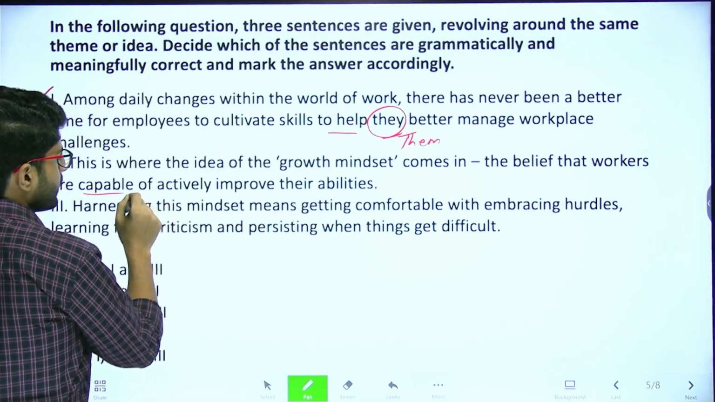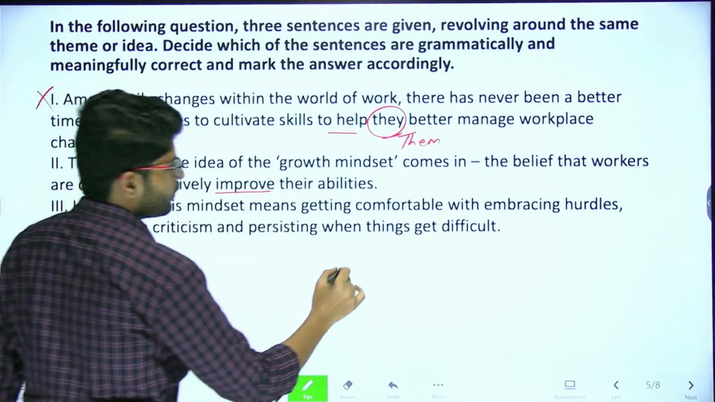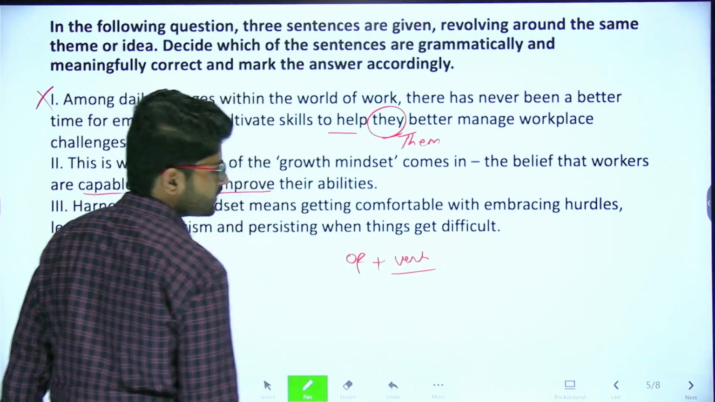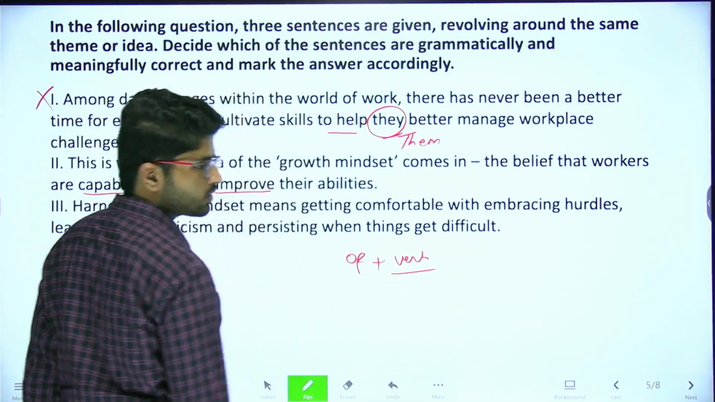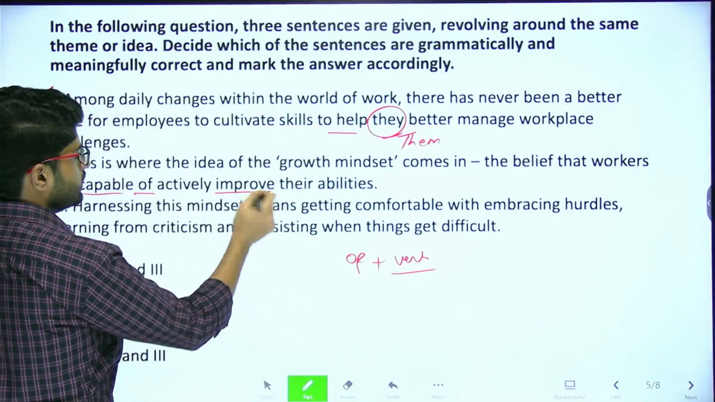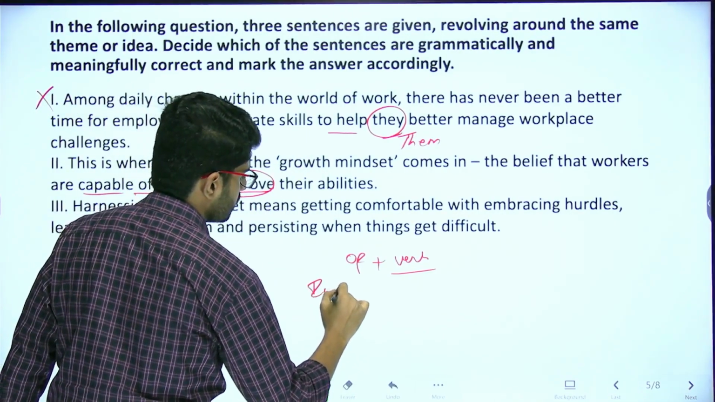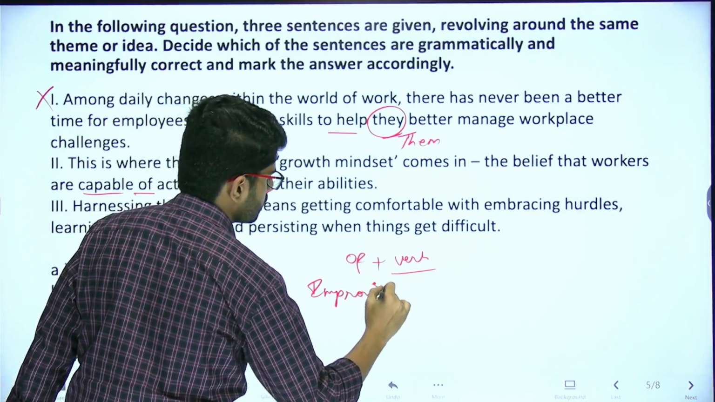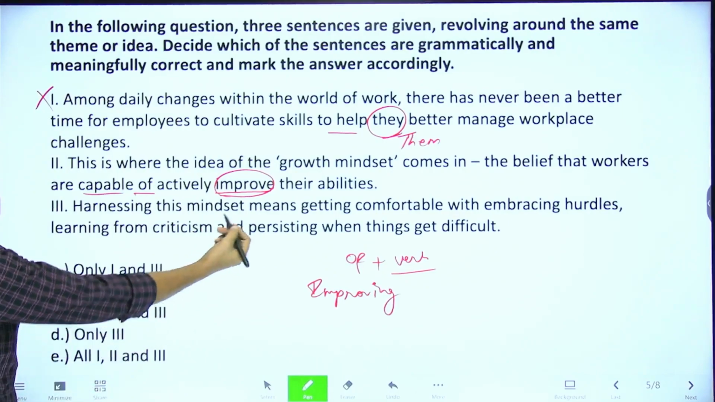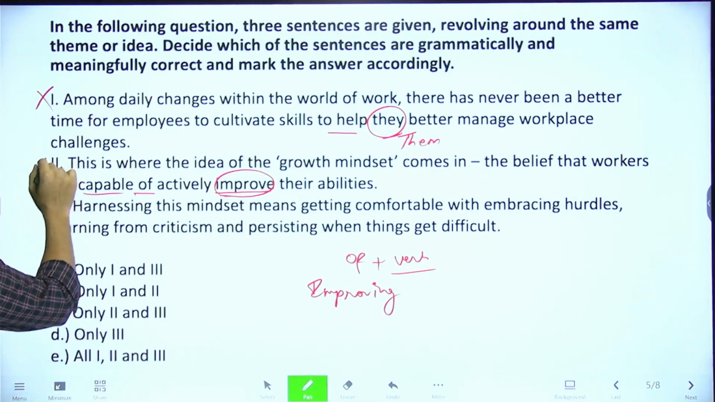Actively improve, see of plus verb, जब भी हम यूज करते हैं of plus verb। तो वर्ब हमेशा कौन सी फॉर्म में होती है? It is a continuous form verb, ing form में होगी। तो यहाँ पे improve इनकरेक्ट है, it should be what? It should be improving. So are capable of improving their abilities. Okay, so this is incorrect.